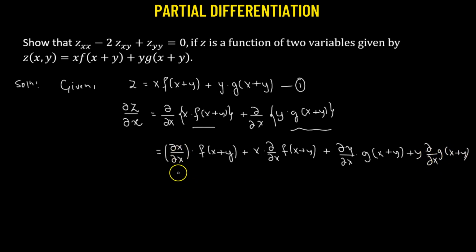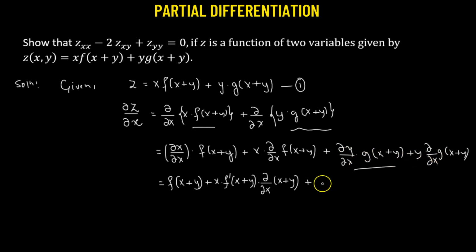Partial of x with respect to x will equal 1. So in the first term we have 1 multiplied to f of x plus y, plus x times the partial derivative of f of x plus y with respect to x. This is the same as taking the partial derivative of f of x plus y with respect to x plus y, which gives us f prime of x plus y. This gets multiplied to partial with respect to x of x plus y as a consequence of applying the chain rule, plus partial of y with respect to x. That will be 0 because y is treated as a constant, so this term will go to 0.